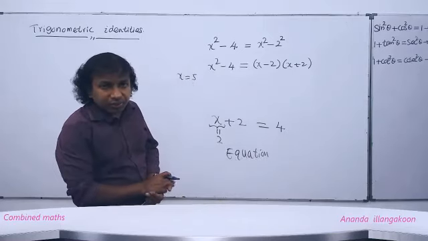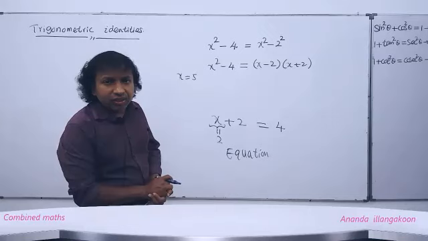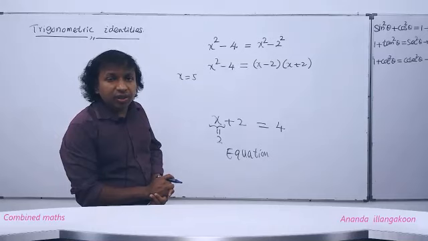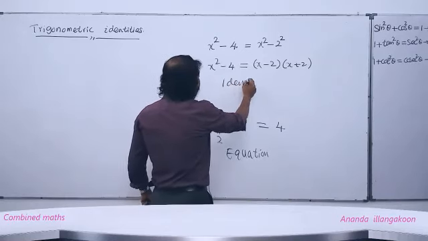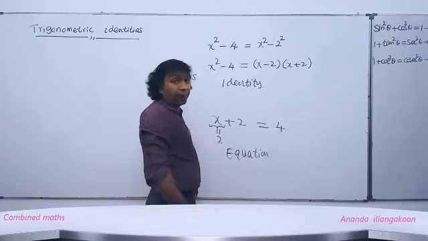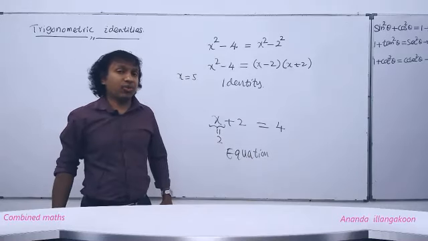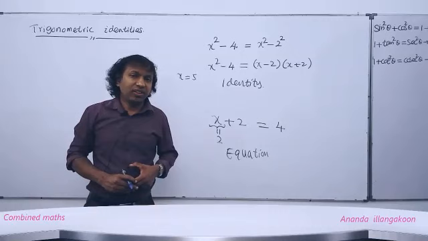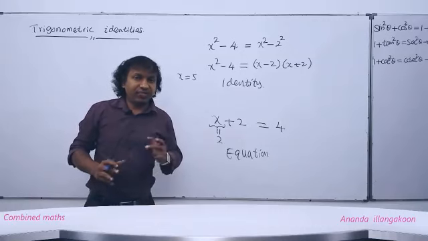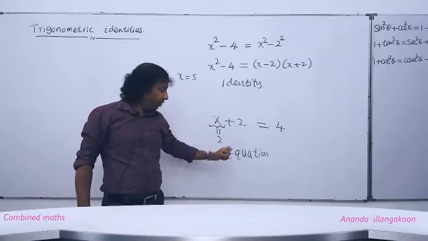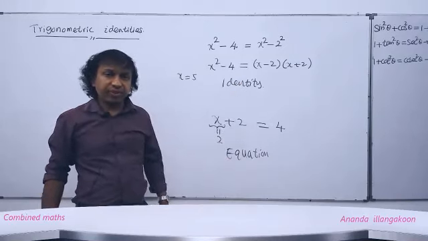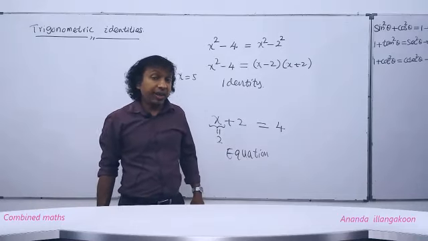In an equation, for the variable x, there are a countable number of values. But this is called an identity. This identity has infinitely many values for x. In other words, whatever value we substitute for x, both sides become equal. Therefore, this is called an identity and this is called an equation. Then you can understand the difference between an identity and an equation.